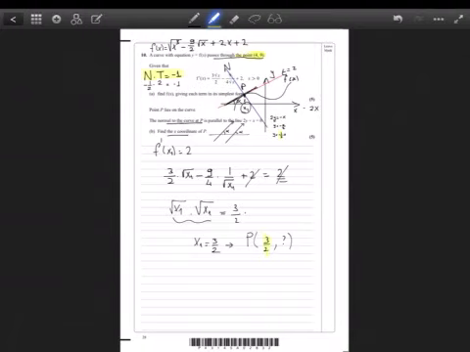Yes, we finished the core math exam paper.